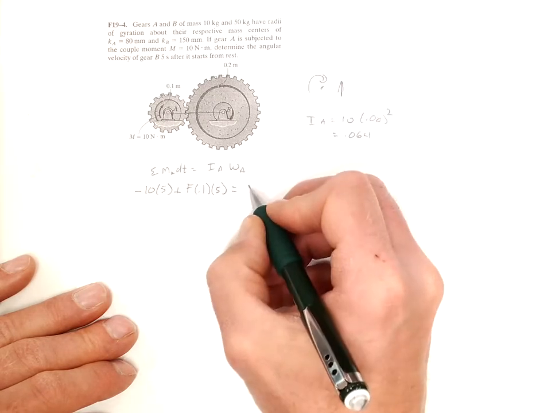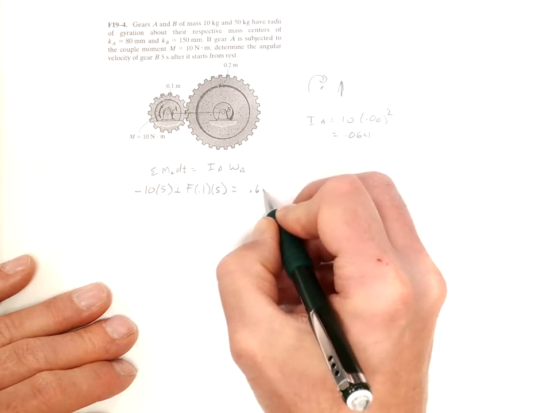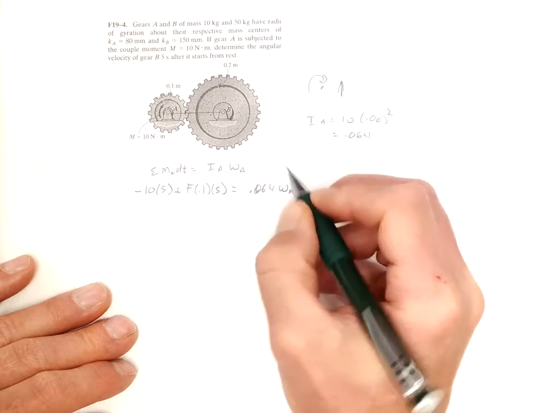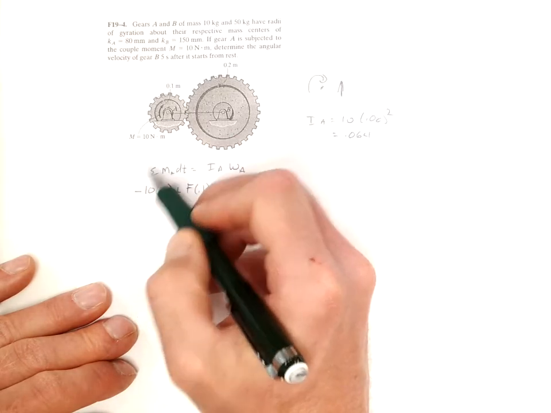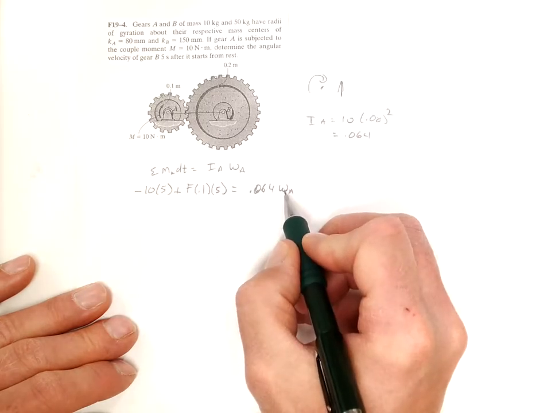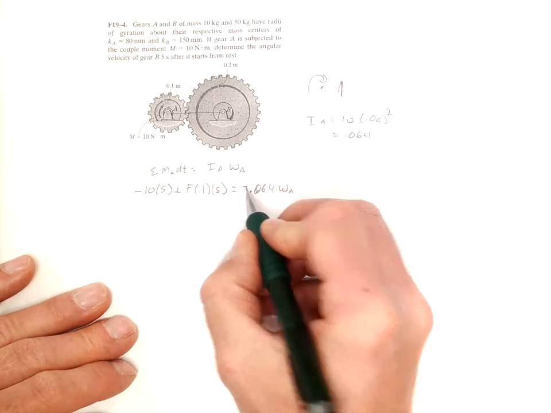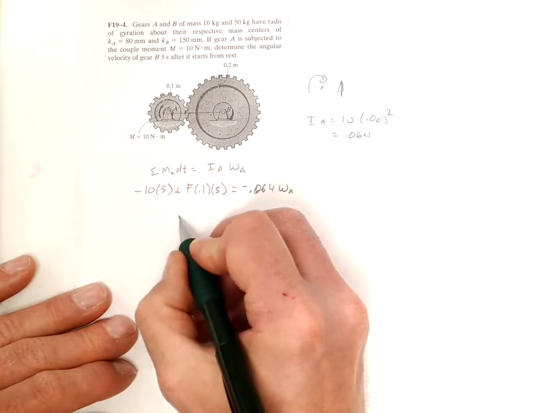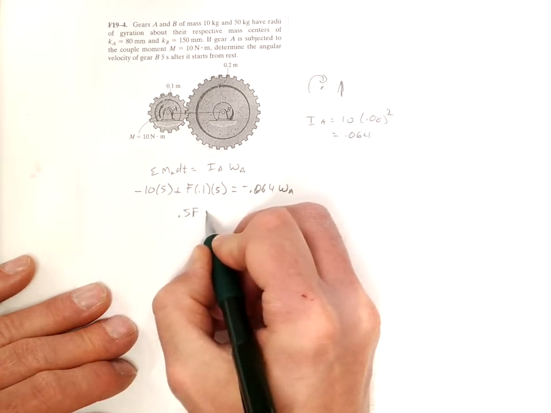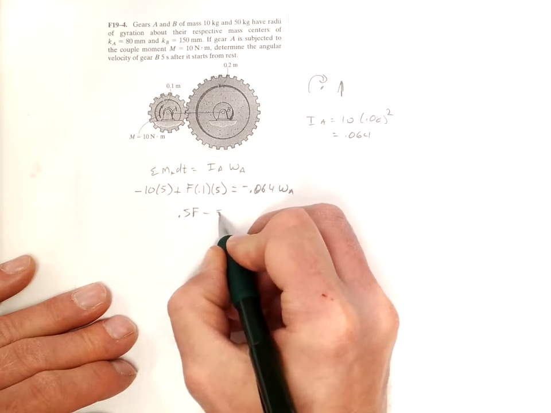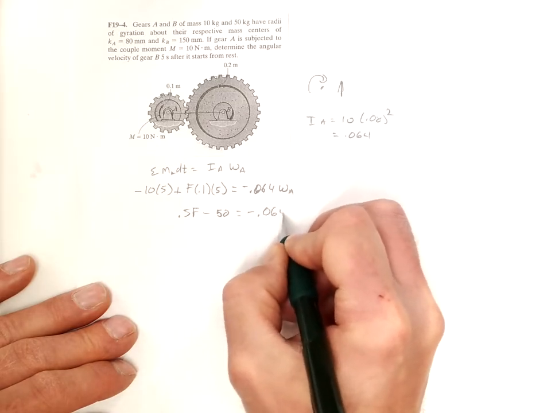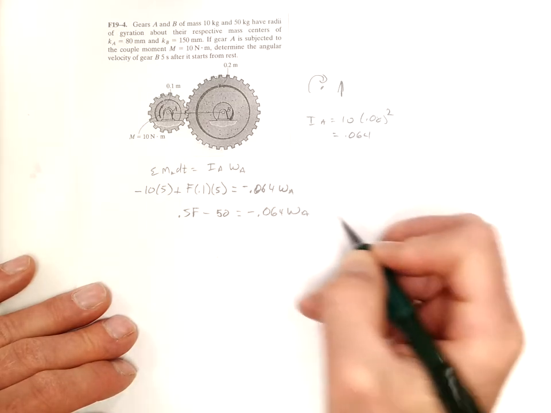And that's going to be equal to 0.064 omega A. Now the rotation is in the same direction as that moment, so this omega will be in that same direction. So this is also going to be negative. Solving this, we have 0.5 F minus 50 equals negative 0.064 omega A.